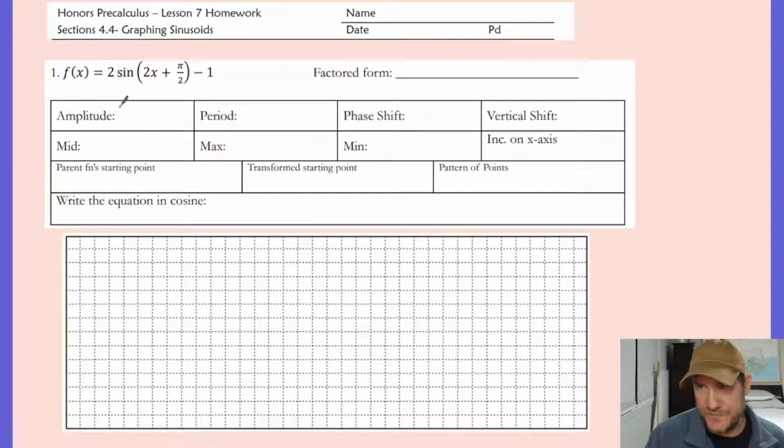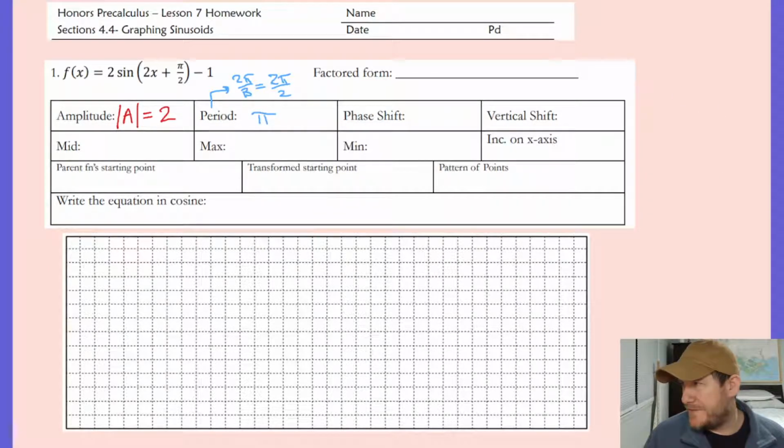If you want the amplitude, remember, all you've got to do is find the absolute value of A, this leading coefficient, let's call it. So the absolute value of 2 is 2. To find the period, we had a formula. The formula was that if we're working in radians at least, the period is 2 pi divided by the b value. So the b value of 2, we're going to be doing 2 pi divided by 2, which gives us a period of pi.